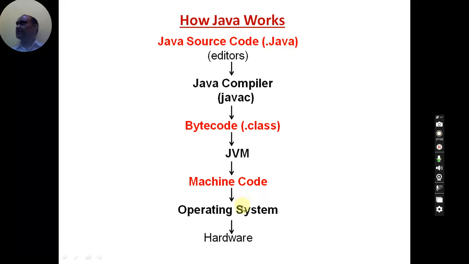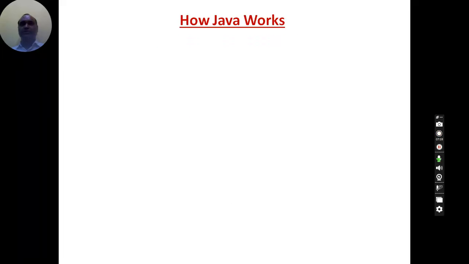Operating system will take the input from JVM and then it will make the hardware execute those instructions, and whatever output is produced from the hardware, that output will be displayed by the operating system on the screen so that the user can see the result. So this is how a Java program is executed on the computer system or laptop system.